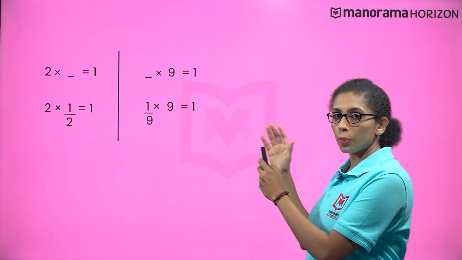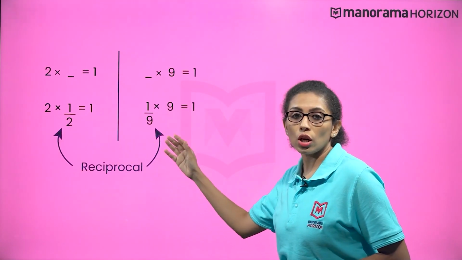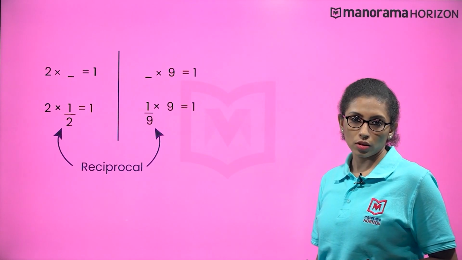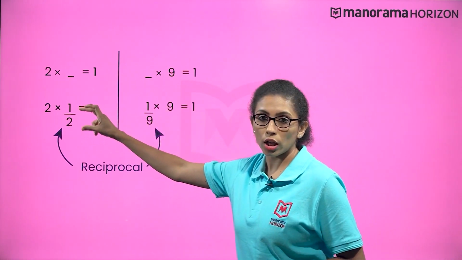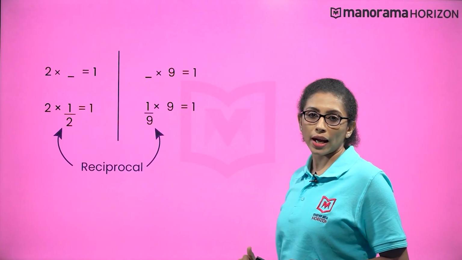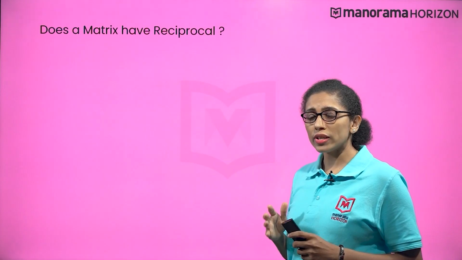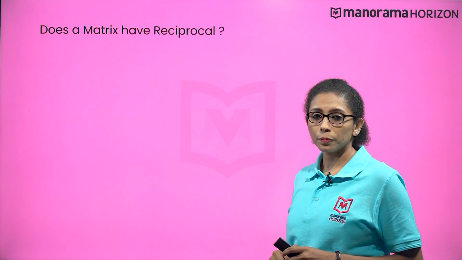What are these two numbers called? Each of these is a reciprocal of the respective numbers. 1/2 is the reciprocal of 2. 1 by 9 is the reciprocal of 9. Now, my question is, does a matrix have a reciprocal?